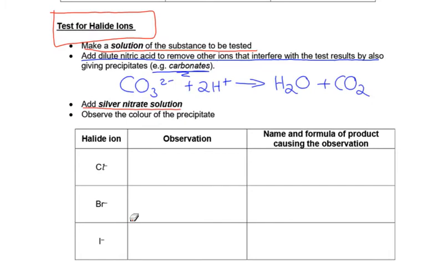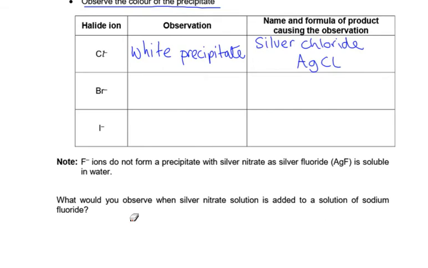You then need to add silver nitrate solution, and that's your main test solution. And remember to observe what colour the precipitate is that forms. So as I say, you'll probably have either done this or been demonstrated this particular thing. You do the test with a chloride ion, then you see a white precipitate, and it is important to know the colour and write the word precipitate in your answers.